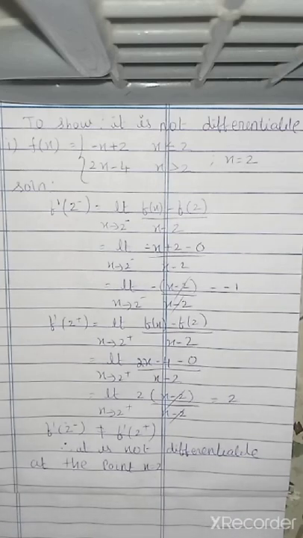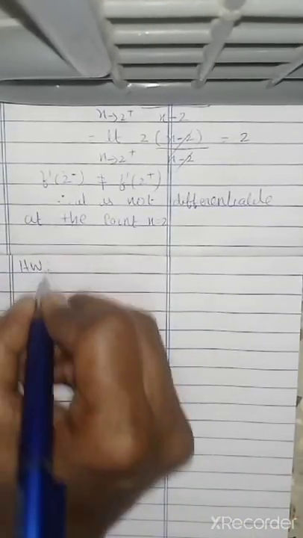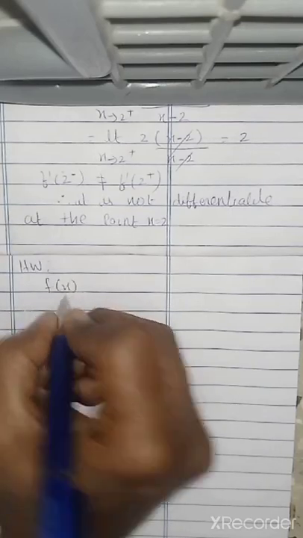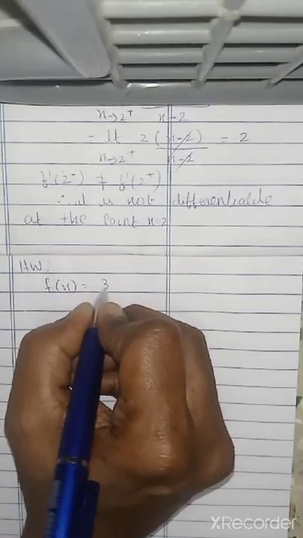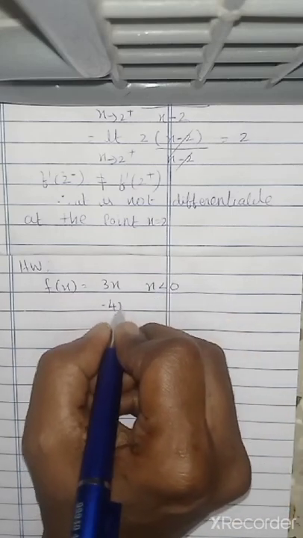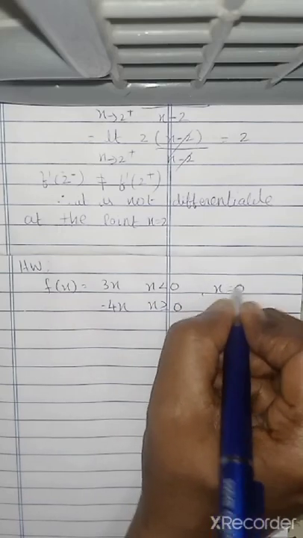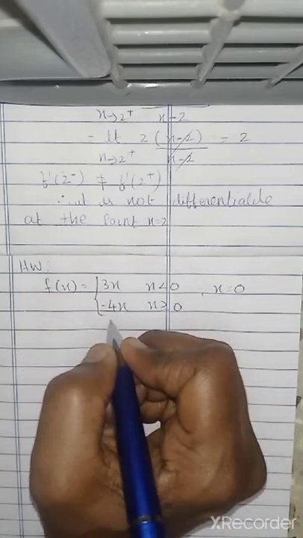And your homework problem is f of x equal to 3x when x is less than 0, and minus 4x when x is greater than or equal to 0, at the point x equal to 0. Do this as homework.